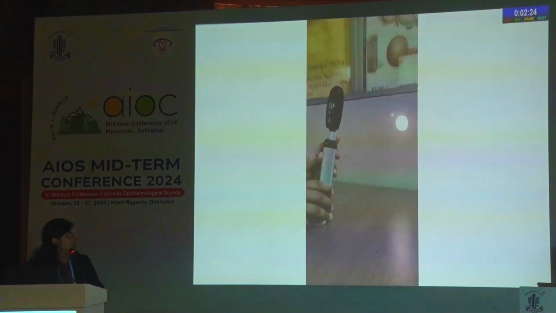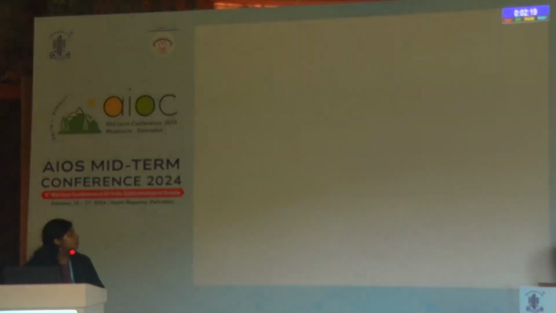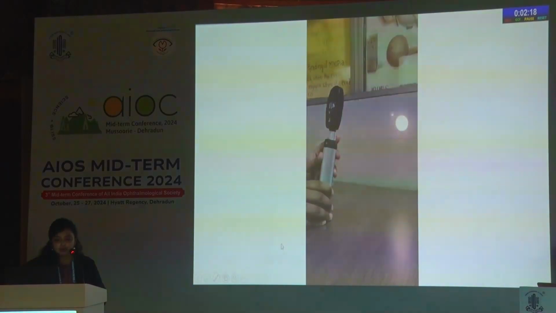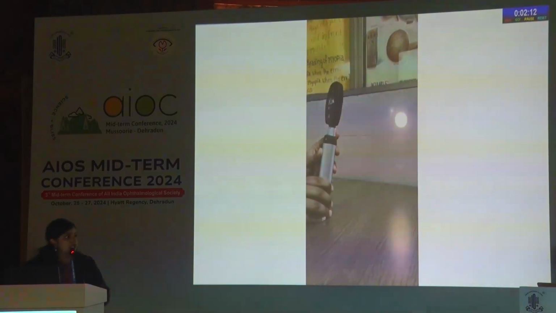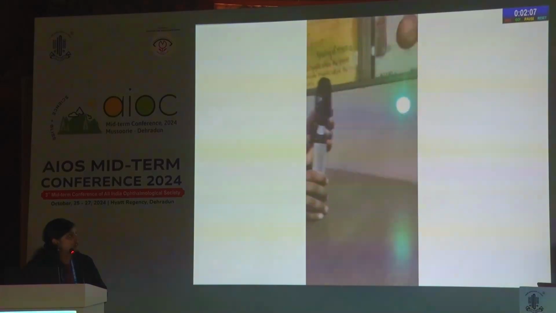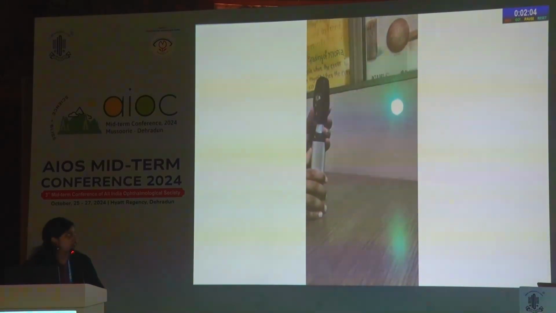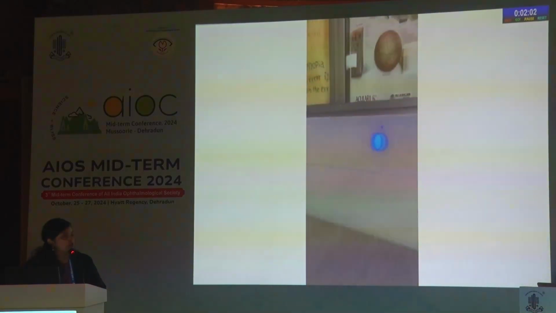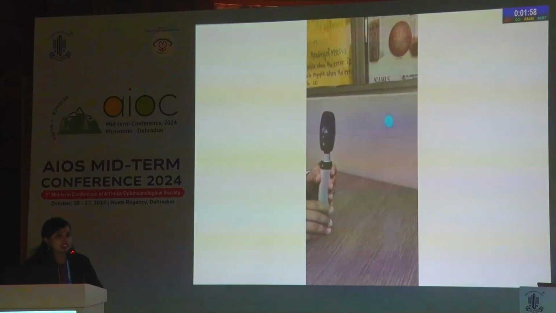Next, coming to the different filters in the direct ophthalmoscope. The first is the polarizing filter, which helps in reducing the reflections in the fundus. Next is the green filter, which helps in viewing the hemorrhages and also the RNFL defects in glaucoma. Now coming to the cobalt blue filter, which helps in viewing the corneal aberrations as well as the punctate keratitis.